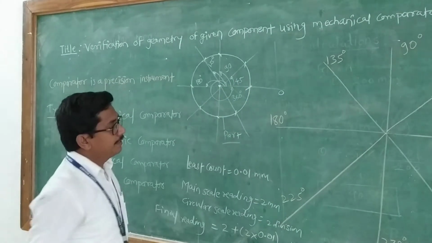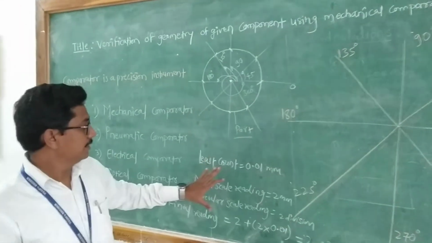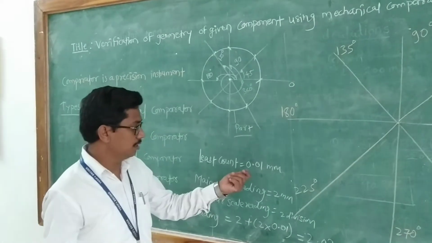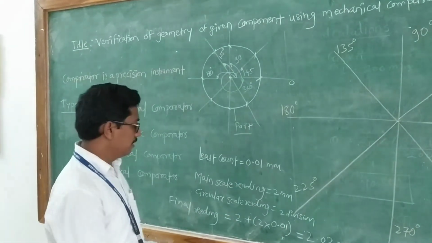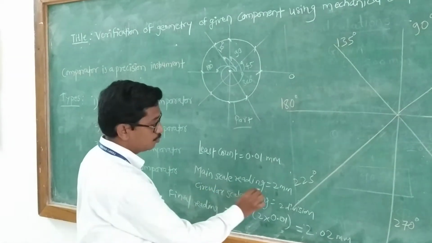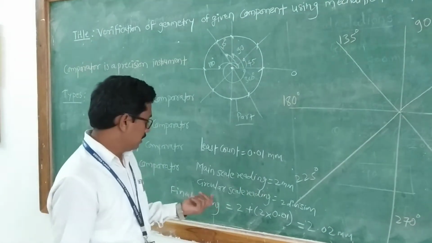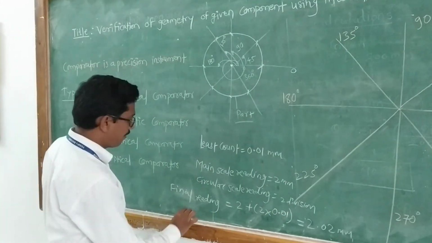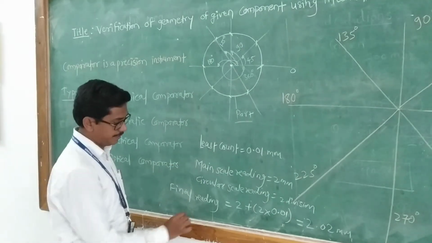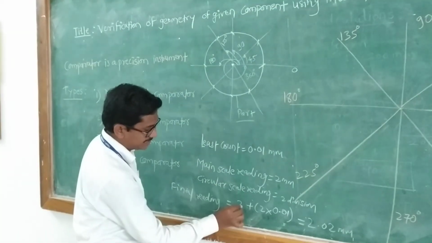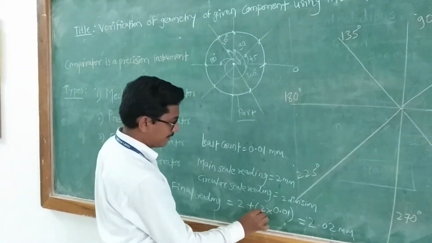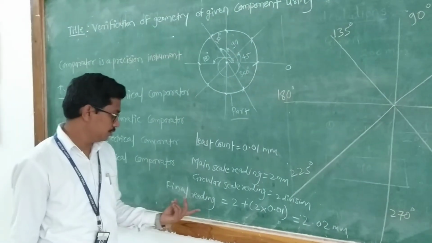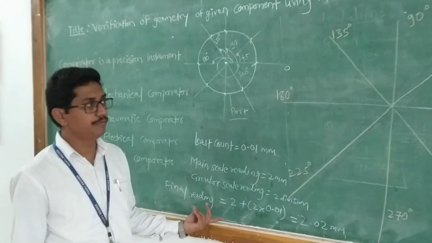Here, for the first reading, we will consider one calculation. The least count of the dial gauge is 0.01 mm, the small deflection in the pointer that is noted is 2 mm, and the circular scale reading observed was 2 divisions. So we find the final reading for the first position: 2, the main scale reading, plus 2, the circular scale reading, into the least count 0.01. That comes to 2.02 mm. This was the final reading, or we can say the deviation.